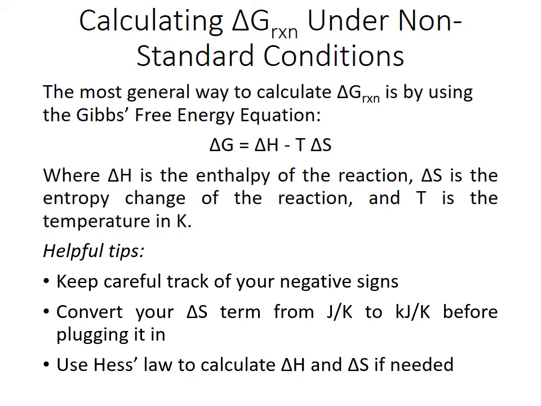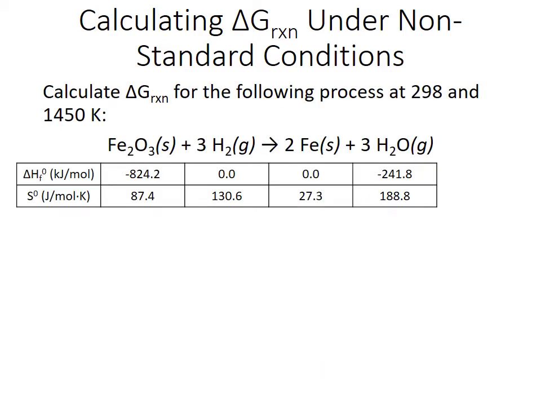Let's look at an example. We're going to calculate the delta G reaction for the following process at 298 and 1450 Kelvin. This is iron oxide solid plus 3 hydrogen gas becomes 2 iron solid plus 3 water. This is one of the ways that we can smelt iron ore. The delta H values for each of these substances and the standard molar entropy is given below in the table.